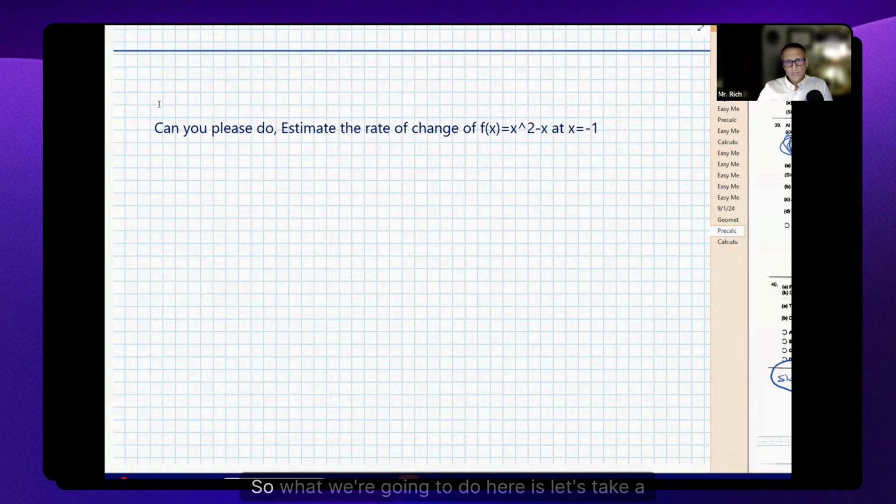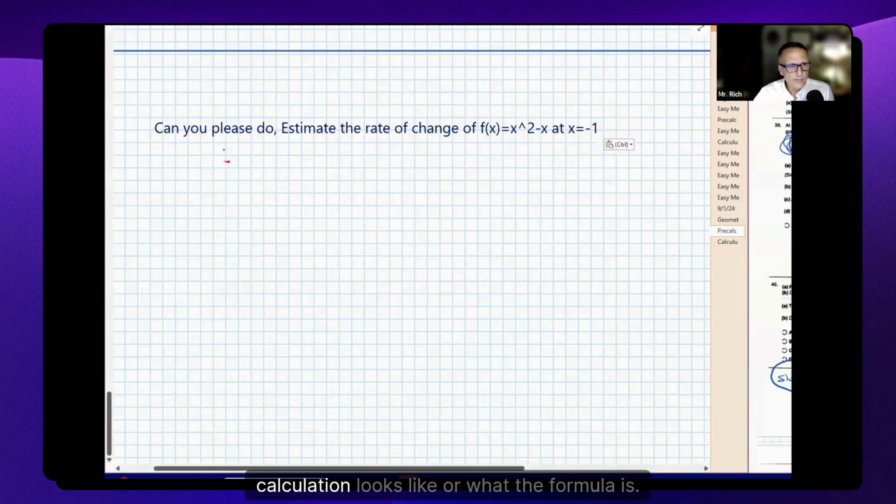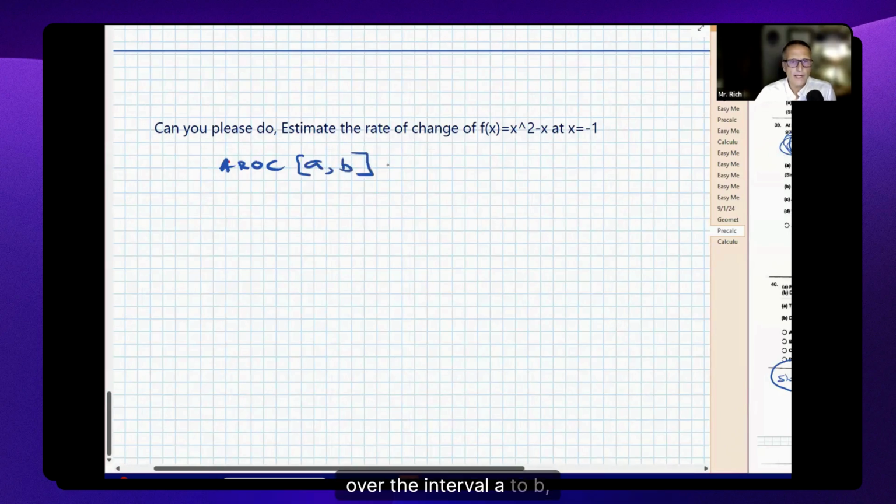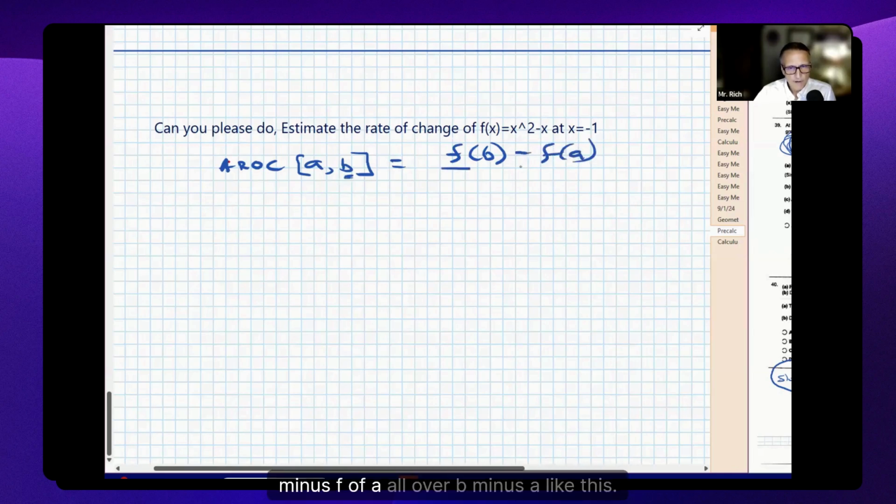Yes, absolutely. So let's take a look at what the average rate of change formula is. If you're trying to find the average rate of change between two x values that we call a and b, over the interval a to b, we find f(b), in other words the y value of our function at the x value of b, minus f(a), all over b minus a. And that's what we call average rate of change.